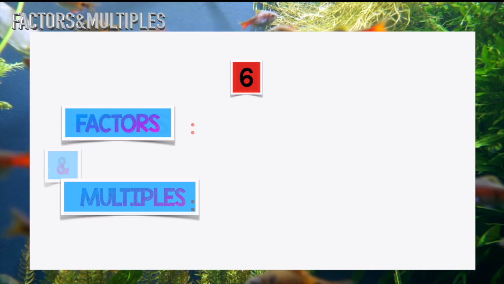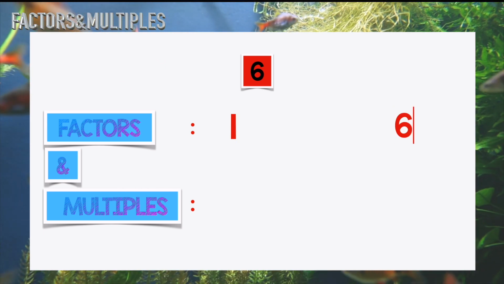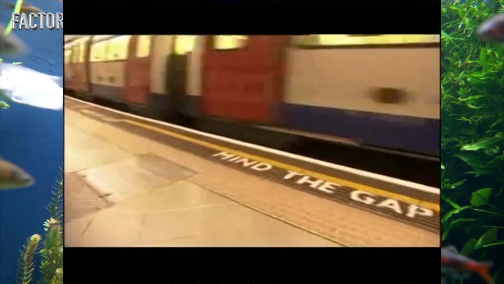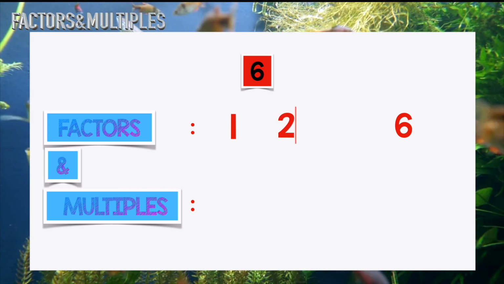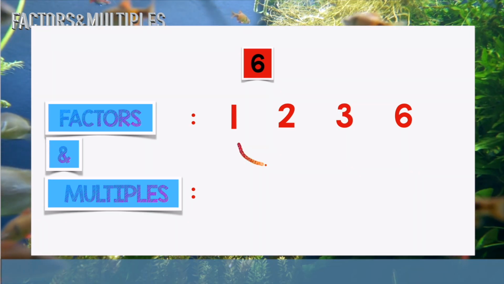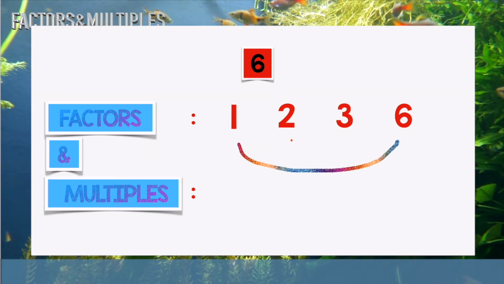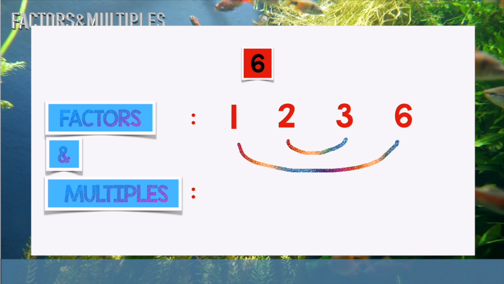So the factors of 6 are 1 and 6. Leave a gap in the middle. Mind the gap. And then you would write 2 and 3. So here, 1 times 6 is 6, and 2 times 3 is 6. And there's no other numbers between 2 and 3, so we know we've located all its factors.